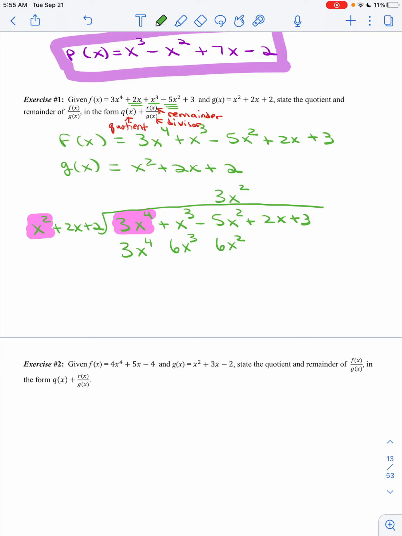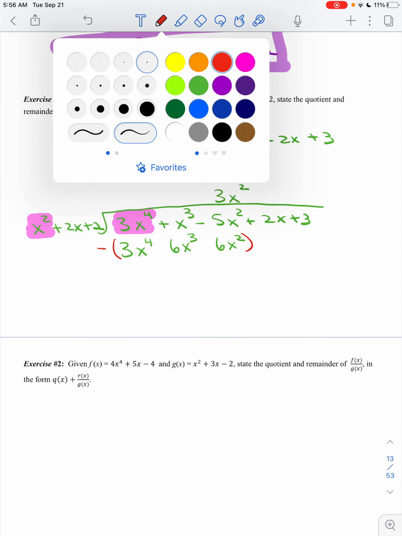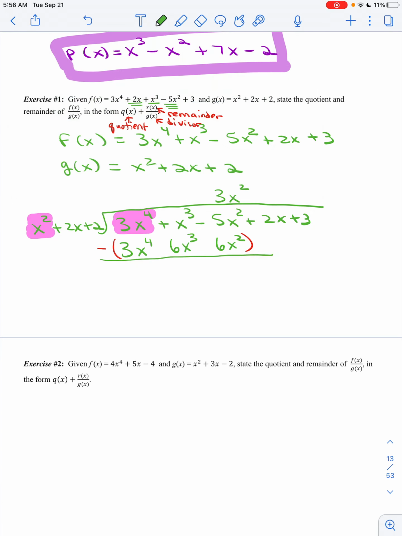So we divided, we multiplied, now we need to subtract. So 3x to the fourth minus 3x to the fourth, that's going to cancel out. 1x to the third minus 6x to the third is negative 5x to the third. Negative 5x squared minus 6x squared is negative 11x squared. And then I'm going to bring down the 2x.